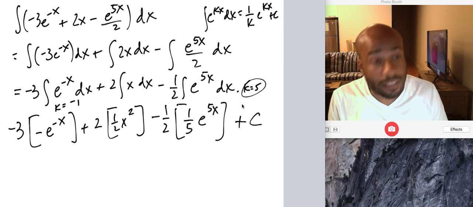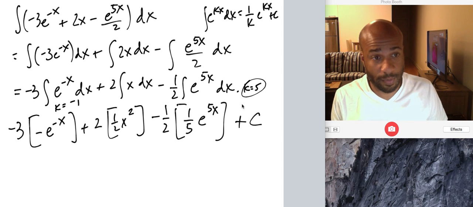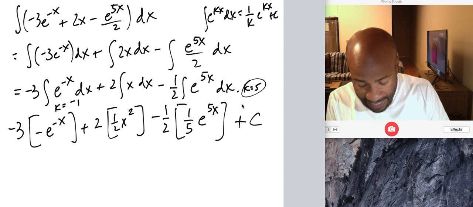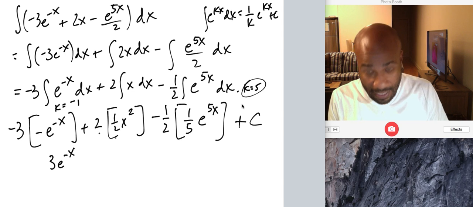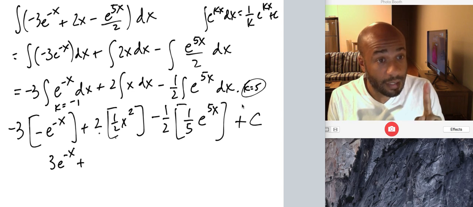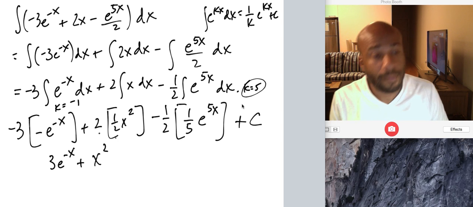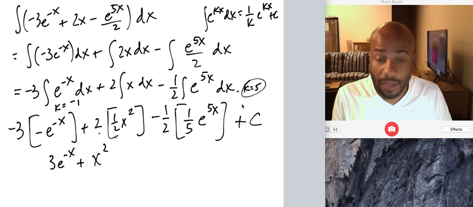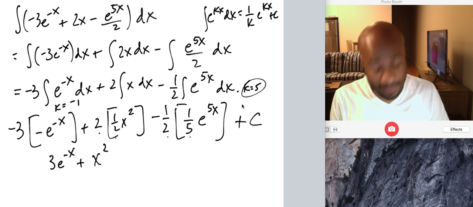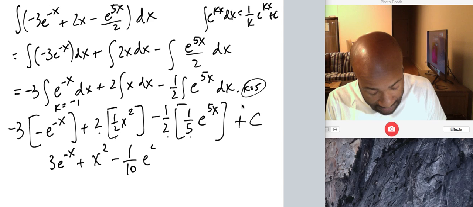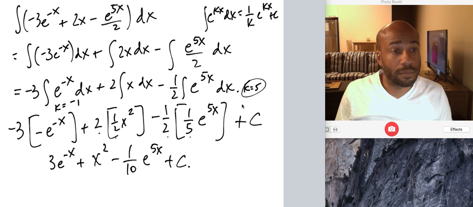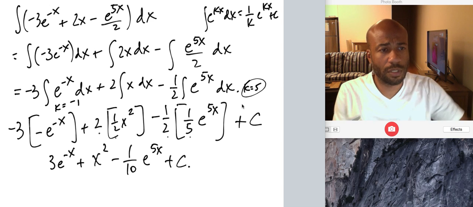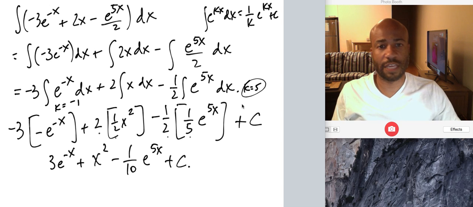So ultimately, I need to do all of my simplification and do all my multiplication. And I get negative 3 times negative 1, that's positive 3 e to the negative x. I have 2 times 1/2, that's plus 1, so that's x squared. And then I have negative 1/2 times 1/5, that's going to be minus 1/10 e to the 5x plus c. And you're done.